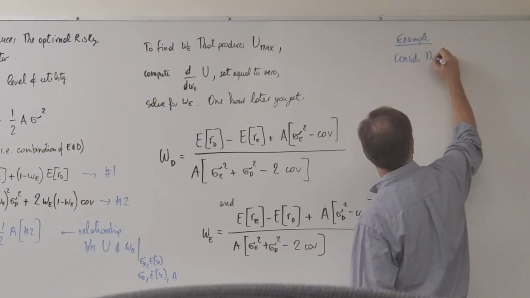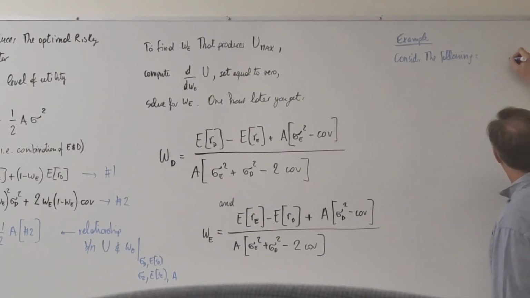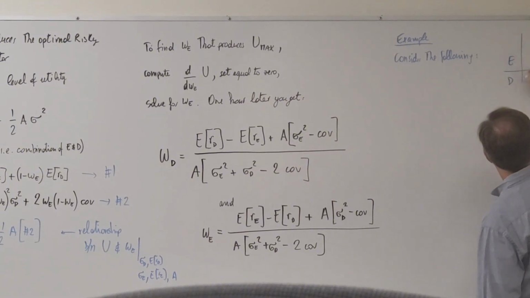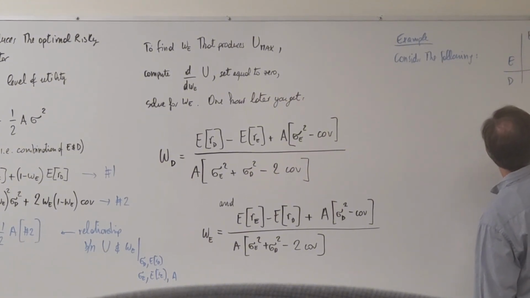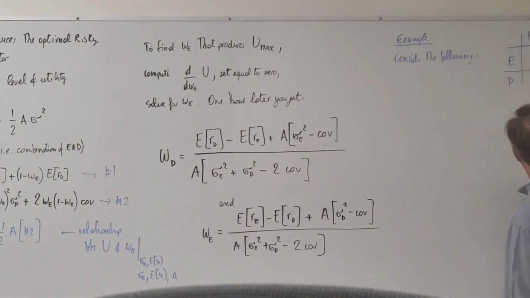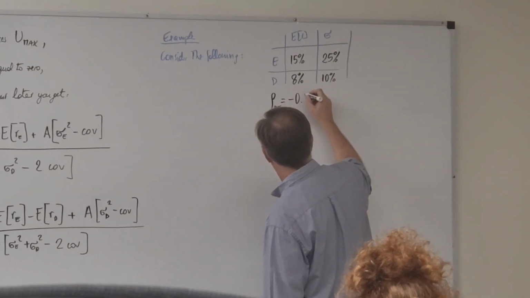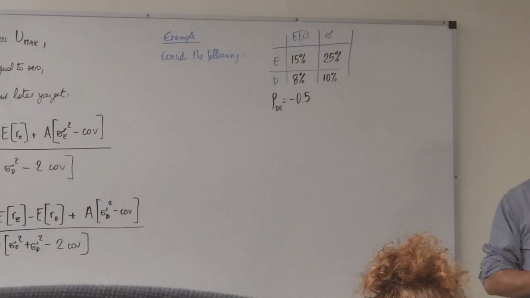Consider the following two assets. So this is a table, and we have the expected return of E, 10%, 25%, 8, and 10. And the correlation of D and E is -0.5.